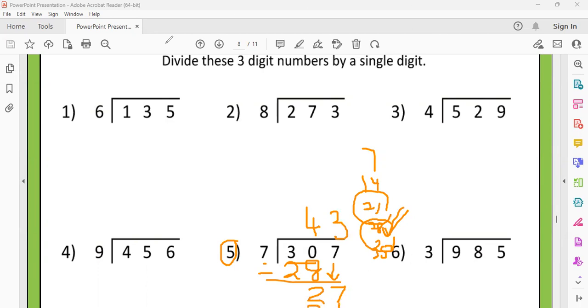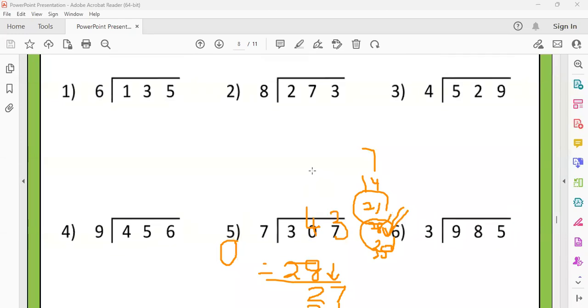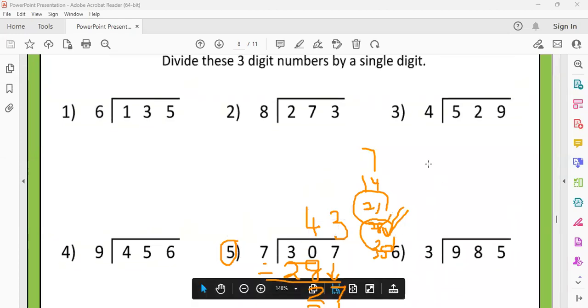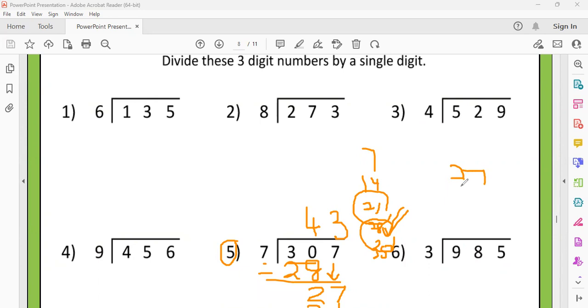I'm going to go down a bit. No space. Okay, and you will get a remainder down there. So 27 minus 21. Okay, and you're going to get a remainder of 6 at the bottom. That's what's going to be down there.